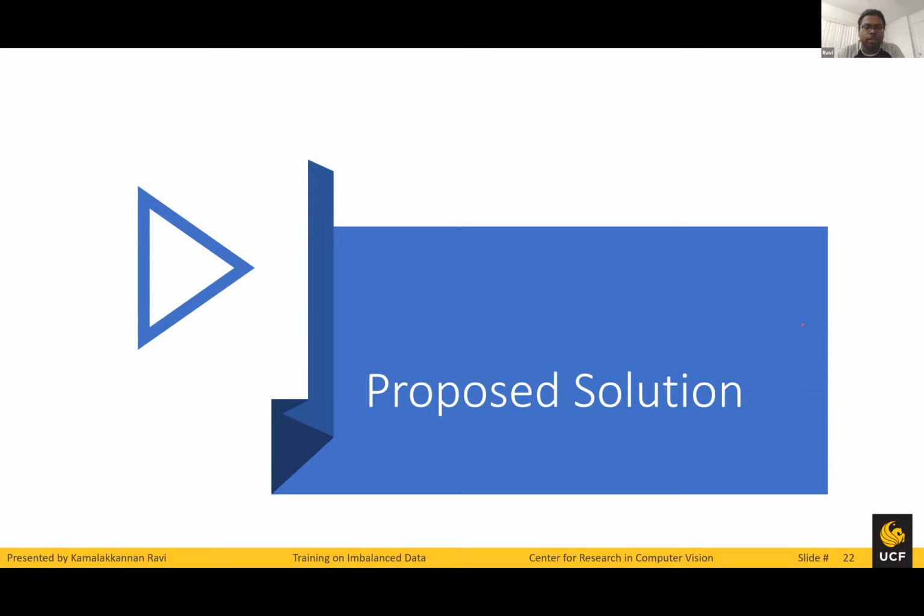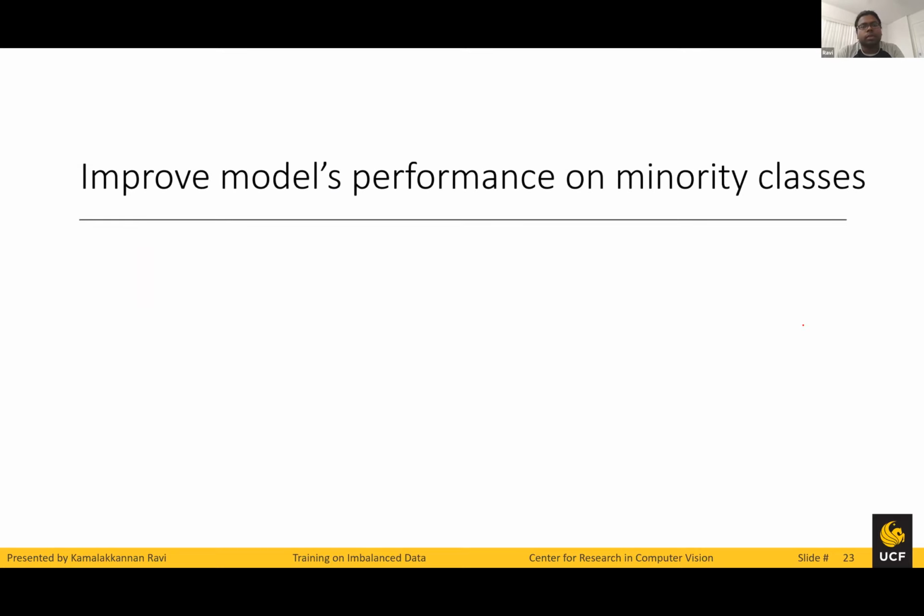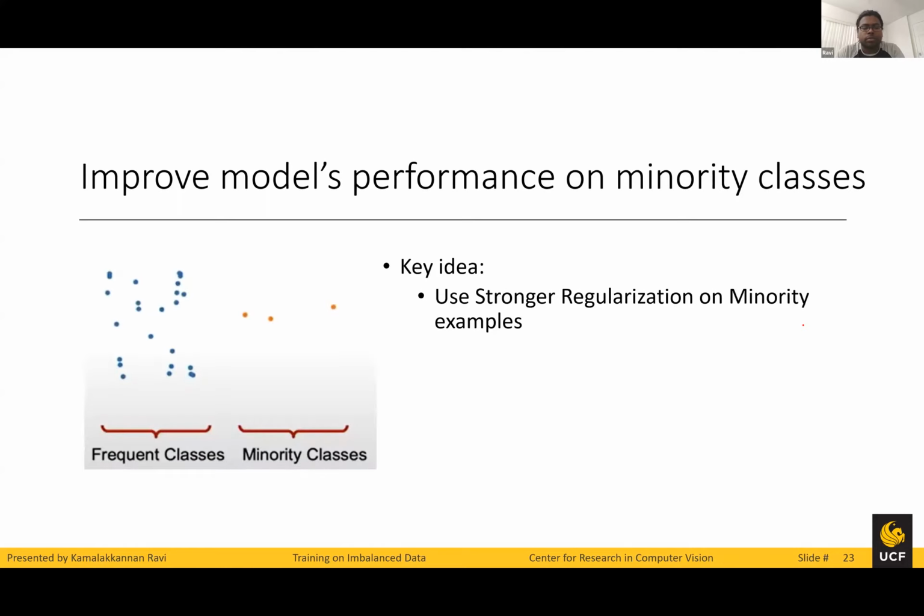that could benefit everyone. So what is it? They want to improve performance on the minority classes. And how do they propose to do that? They want to have a stronger regularization on the minority classes. That's something we mentioned earlier while discussing the related works for oversampling. So let's take an example. As we see on the left, there are frequent classes, and then there are minority classes.